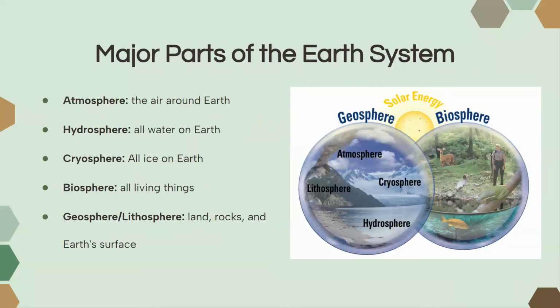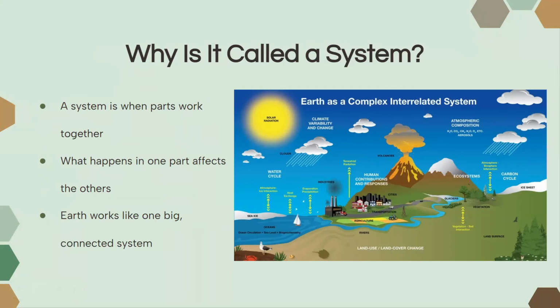So let's talk about the major parts of the Earth system. First, you might be familiar with the atmosphere. This is all the air around Earth. Next is the hydrosphere, which is all the water on Earth. A component of the hydrosphere is also the cryosphere, and this is all the ice on Earth. There's also the biosphere, which is all the living things on Earth. And finally, the geosphere, a component of which is the lithosphere, so that's all the land and rocks of the Earth's surface.